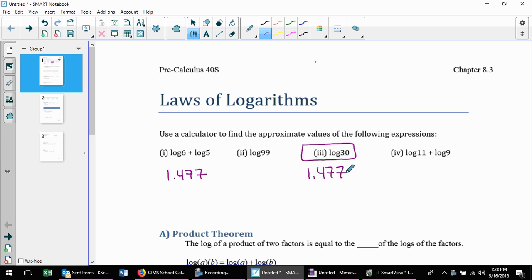So what would you anticipate log 99 and log 11 plus log 9? Would you anticipate those to be the same? Yeah. Okay, so there's your first log.